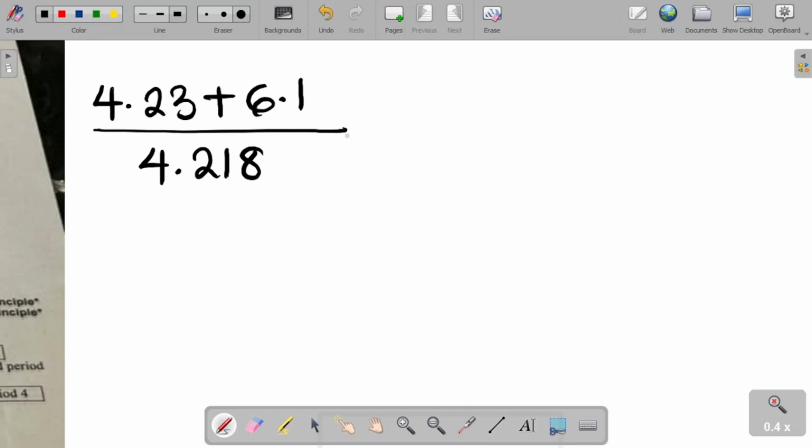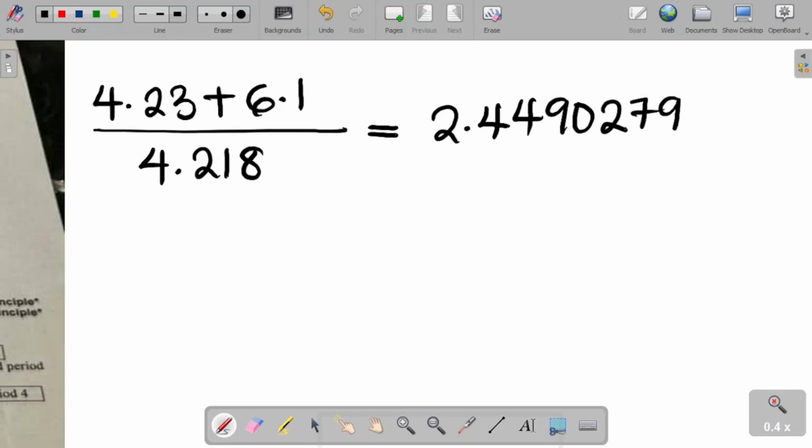Now if you punch this with your calculator, your answer will give you something that looks like 2.449027975. You have this from your calculator if you punch it. When they say to the correct significant figure, how do you get the correct significant figure? Now all you have to do is to take the lowest significant figure from your given values.